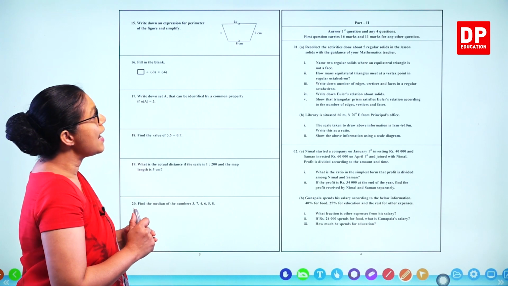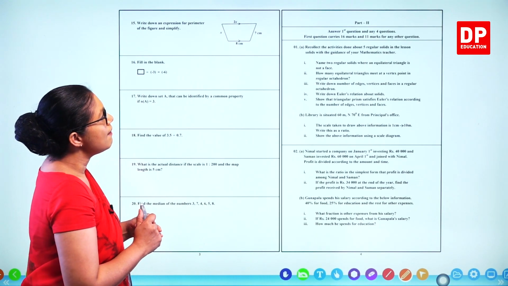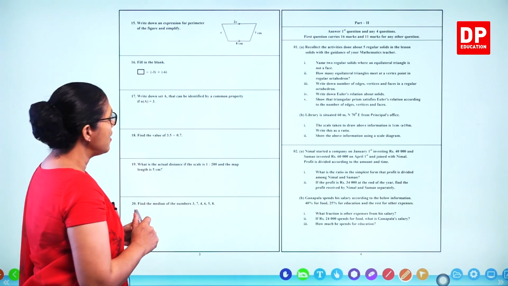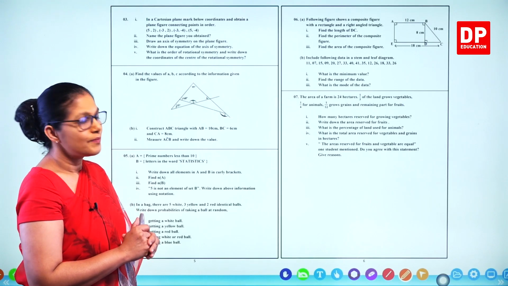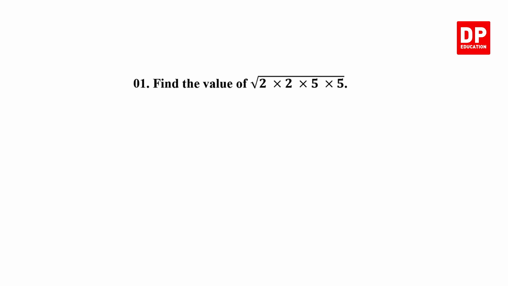Then you get part 2. Answer first question and any 4 questions. First question carries 16 marks and 11 marks for any other question. You get question number 1, 2, 3, 4, 5 and 6 and 7. So let's do this paper now. Let's take question number 1.